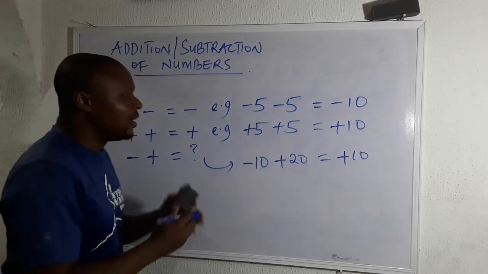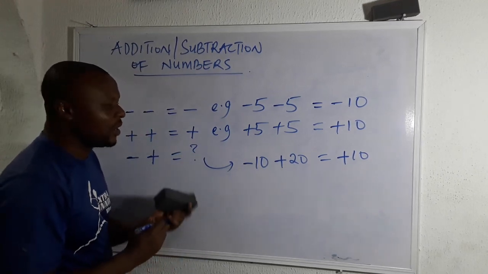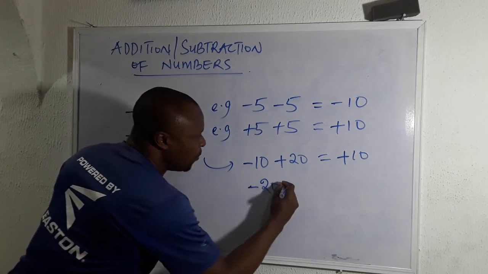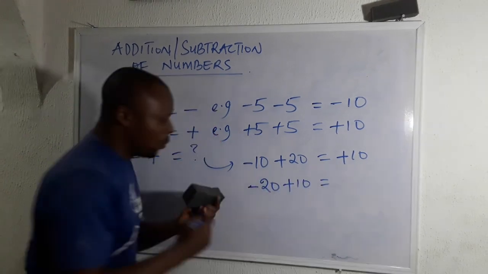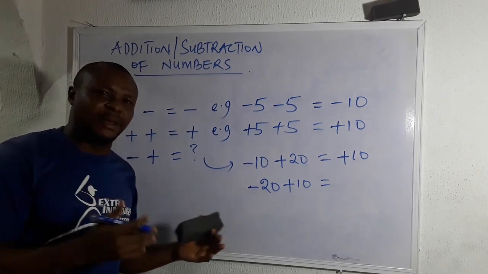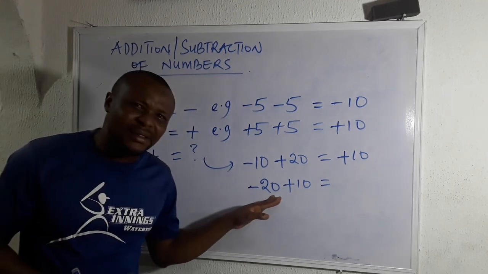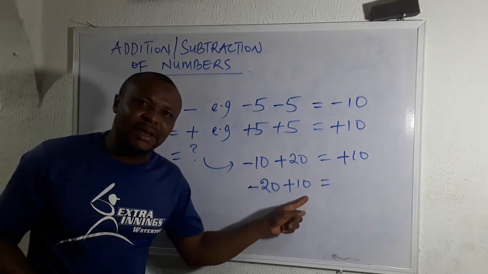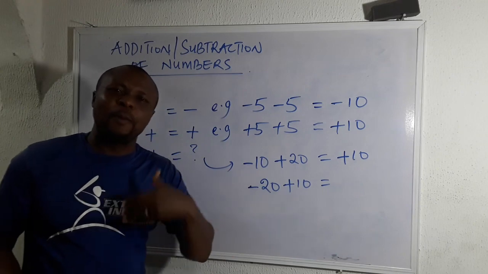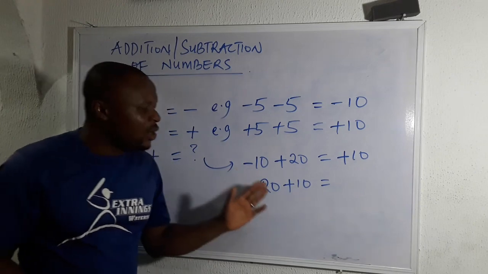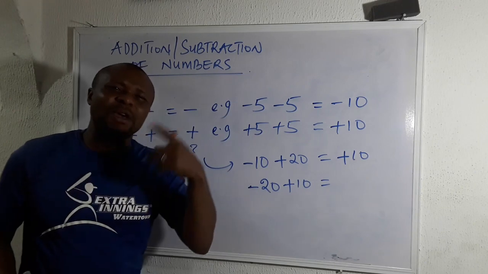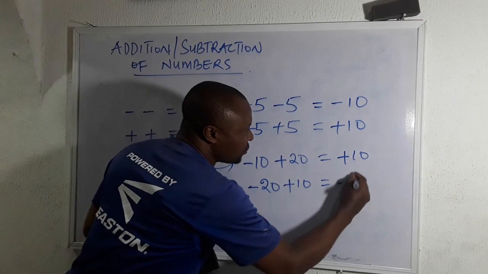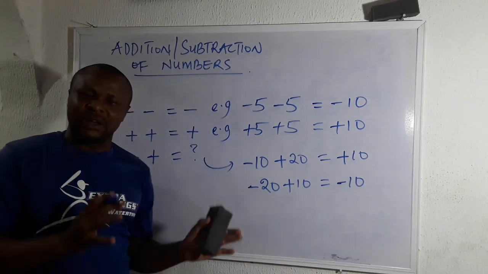Now, let us interchange the numbers. This is minus 20 plus 10. Now what will the answer be? Minus 20 means you owe 20. And plus 10 means you have just 10. If you pay what you owe, you won't be left with anything, but you will still be owing 10. So that is why this one will now be minus 10. I hope it is understood.